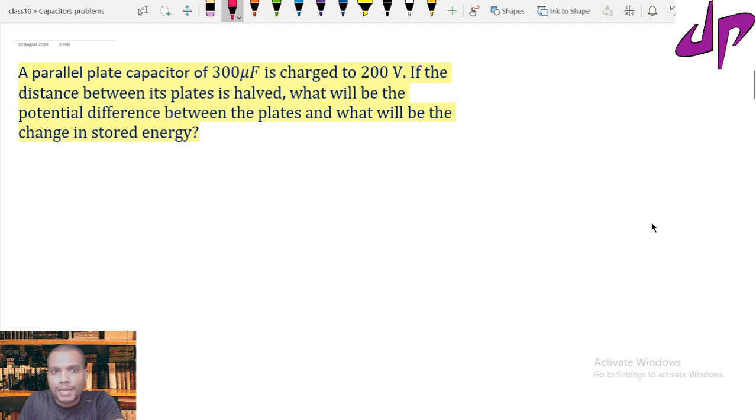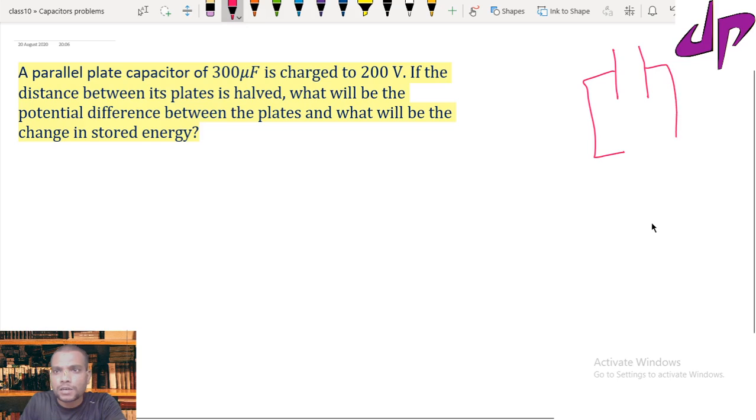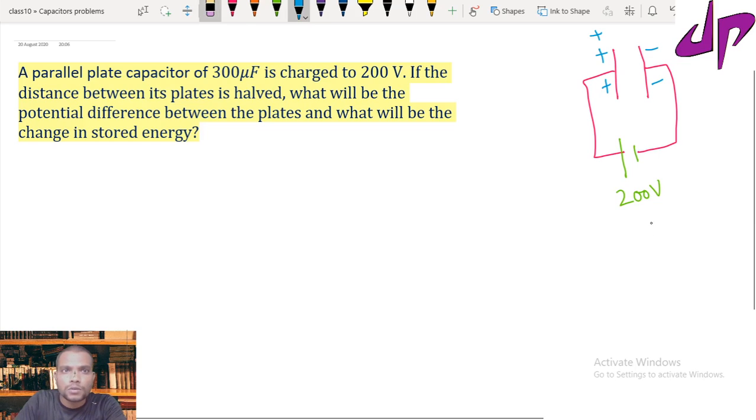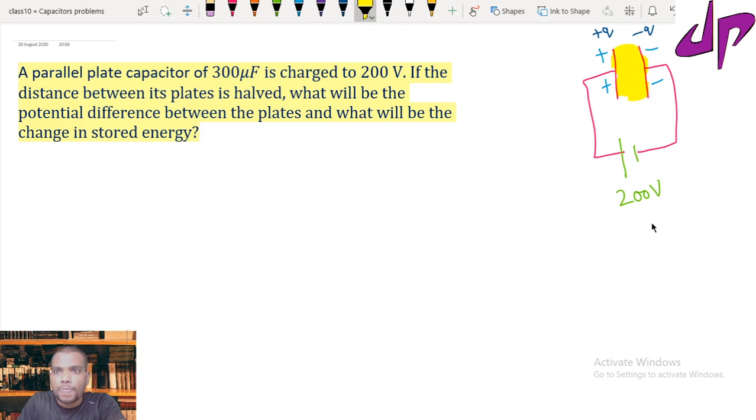First, if I draw a diagram, I am having a parallel plate capacitor. This parallel plate capacitor is charged to a potential difference of 200 volt, and it has a positive charge plus Q and a negative charge minus Q.